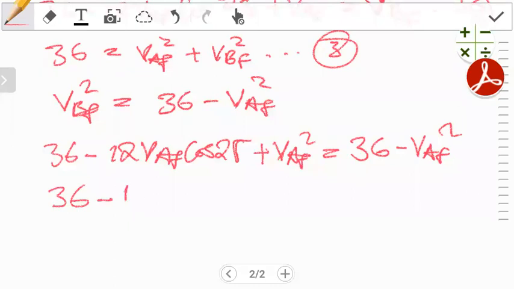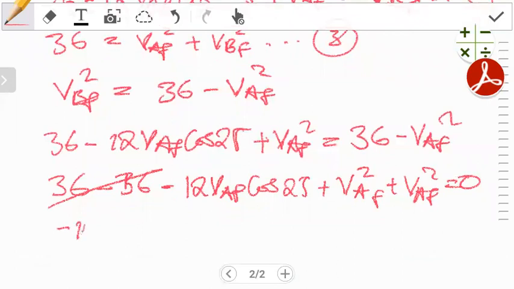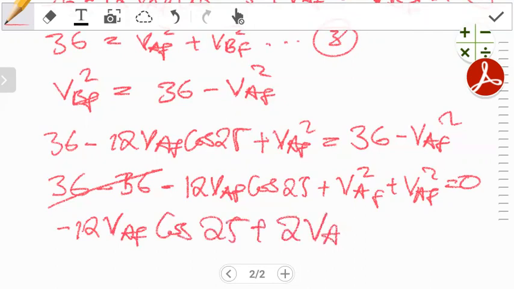Okay, so this term becomes a 36. So this 36 comes this side, so it becomes 36 minus 12 VA final cos 25 plus VA final squared plus VA final squared is equals to 0. So this term becomes 0 and this term adds up. So now we have minus 12 VA final cos 25 plus 2 VA final squared is equals to 0.